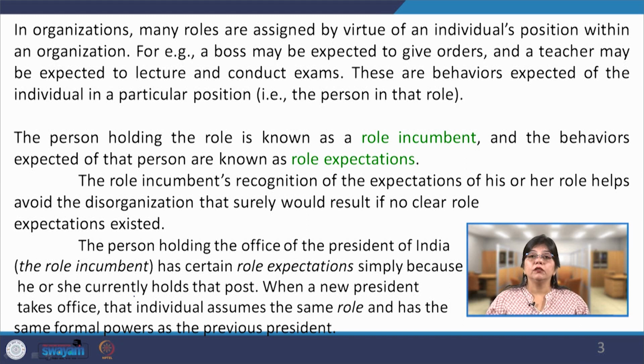So, the person holding the office, for example, the President of India, is the role incumbent who is performing the role of the President of India, and he is expected to perform his roles, responsibilities and duties in a very organized fashion. And when a new president takes office, then he or she also performs the same role and same formal powers as the previous president. So, this is the importance of role, which is one of the most important structural properties of any group.